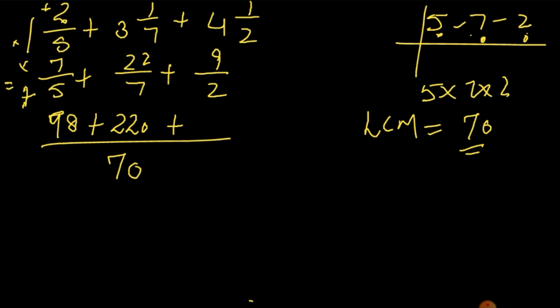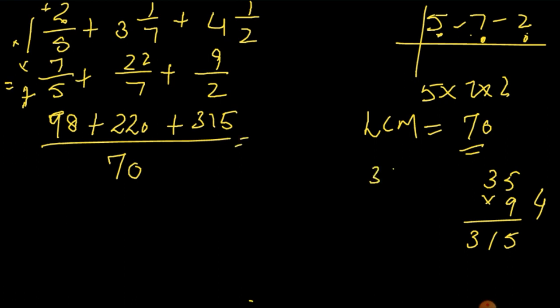70 divided by 2, it is 35. So 35 multiplied by 9. 9 fives are 45, 9 threes are 27 and 4, so it is 315. Now we need to add all these numbers. Those who can do it by the quick multiplication method, as I have explained many times in class, add the unit numbers: 1 plus 5 plus 8 is 13.